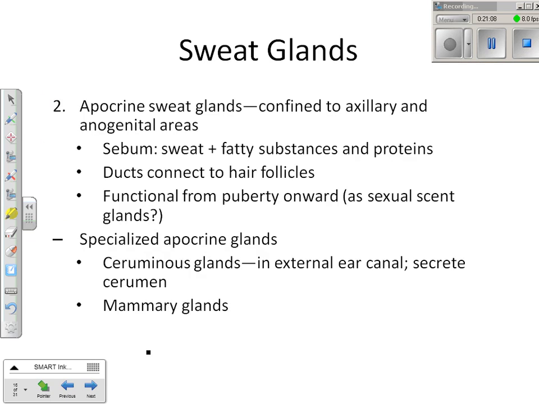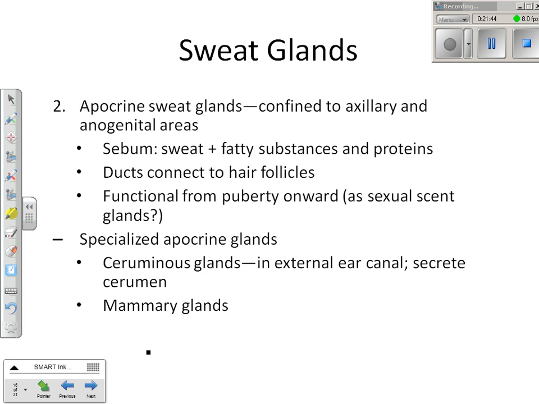Now let's talk about the other type of sweat gland, also known as apocrine sweat glands. These are ones you find in your armpits, the axillary region, and the anogenital region. So you can find those in the axillary region and around the genital area. And these actually secrete substances called sebum, and it consists of some sweat and fatty substances and proteins. Also, these types of glands usually connect to hair follicles, and they don't start functioning until puberty.